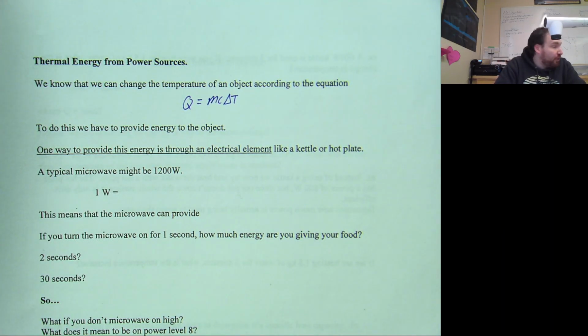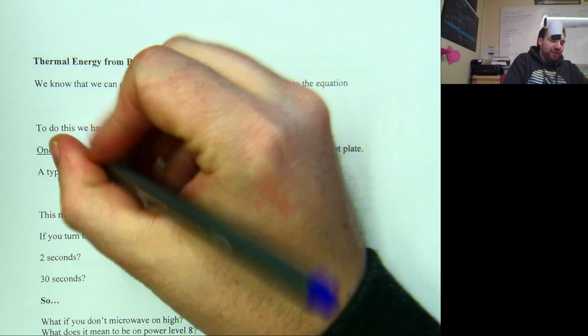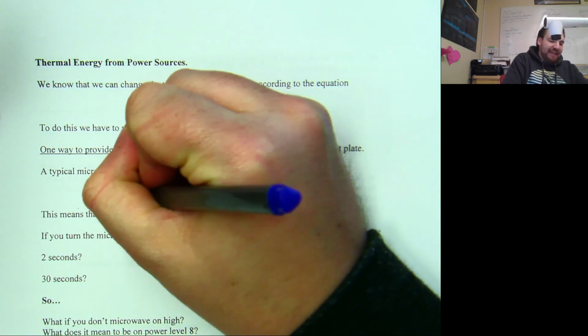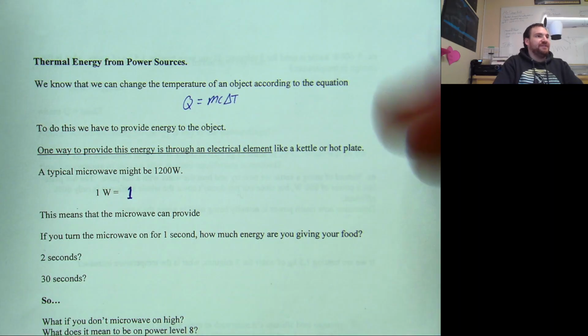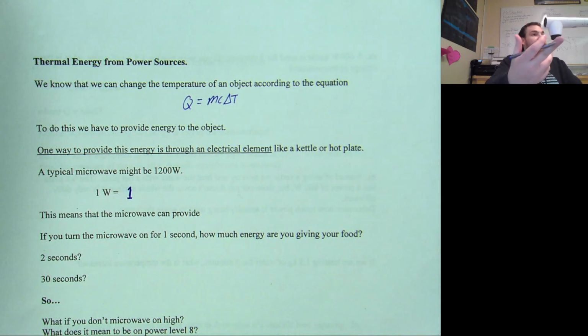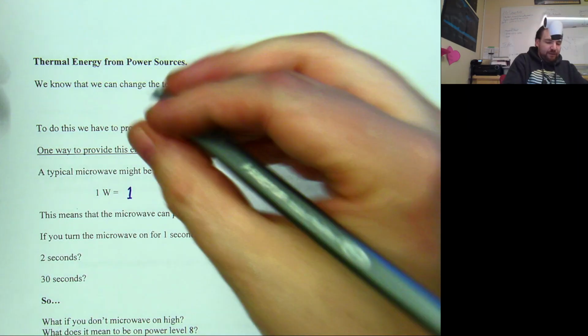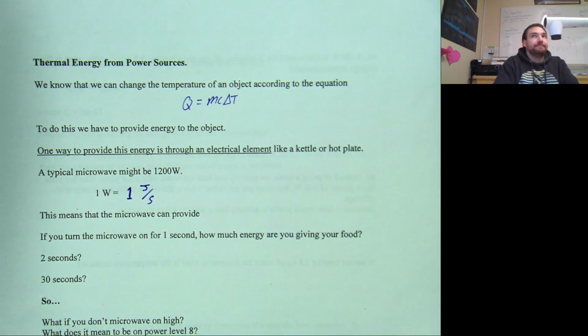1 watt. Do we remember what a watt represents? What does a watt represent? Not just energy. It's work over time. So the units that we originally replaced to give us a watt were what? Work is measured in what units? Time is measured in? So 1 watt is equal to 1 joule per second.